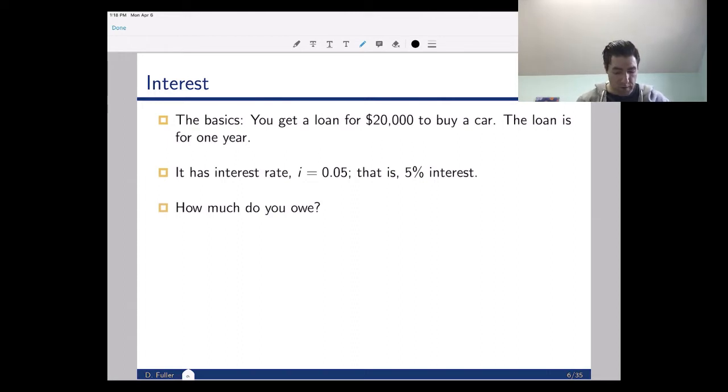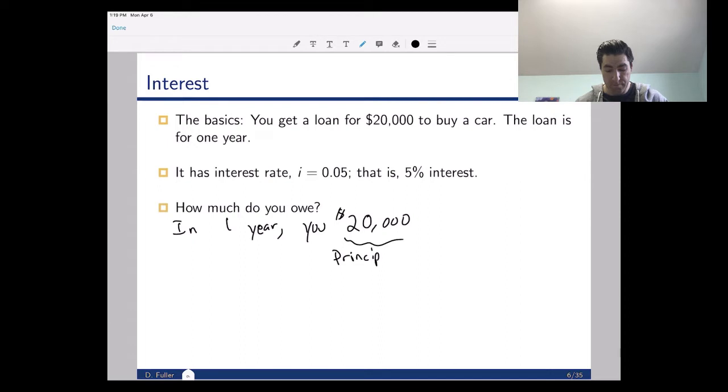Well, in 1 year, you owe $20,000. That's what we call the principal. So that's the amount of money that you've borrowed. And for sure, you are responsible for paying that back. If you borrow $20,000 from me, you have to pay me back $20,000 in the future. And in this case, with the loan, plus you have to pay some interest.